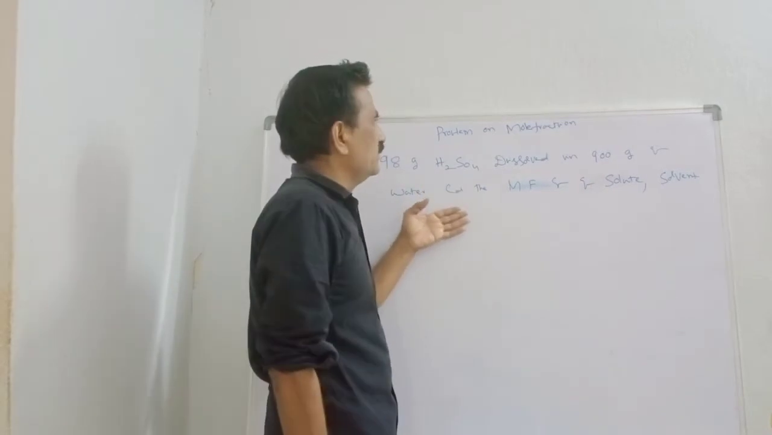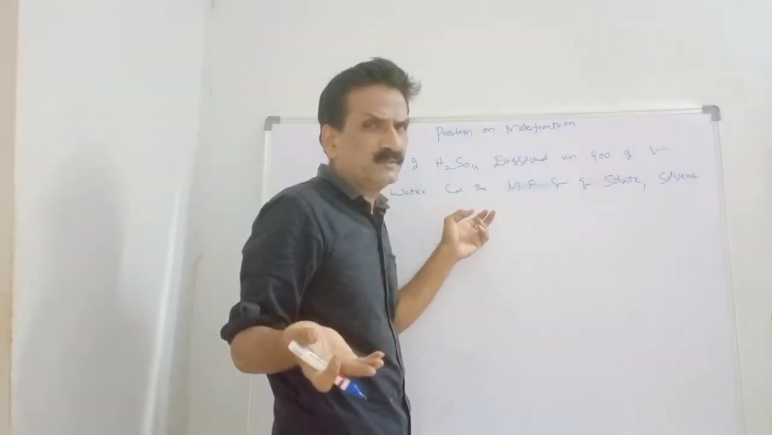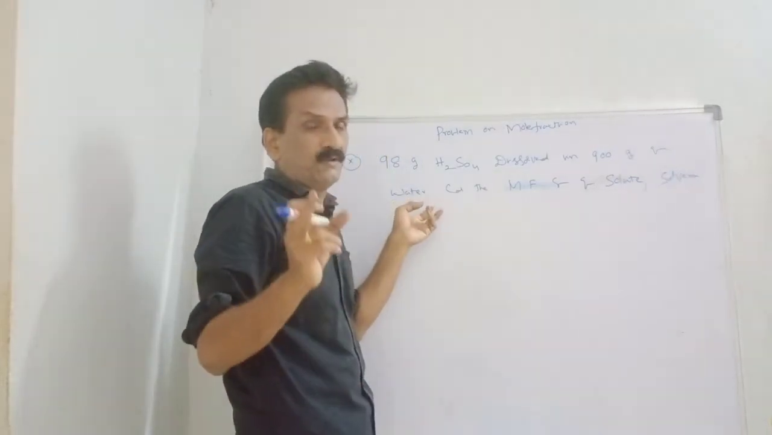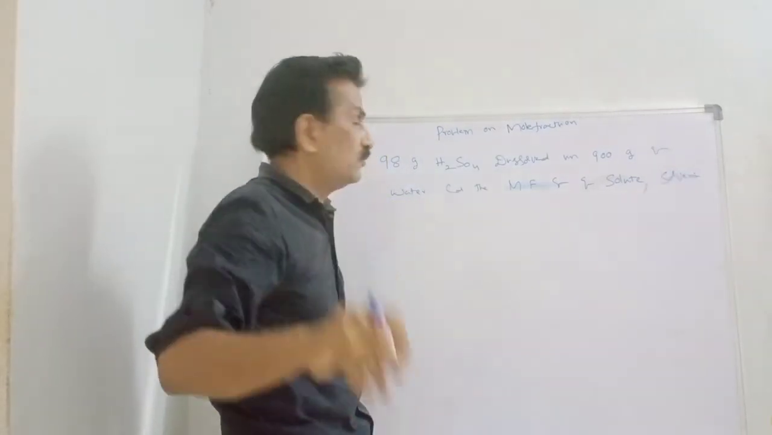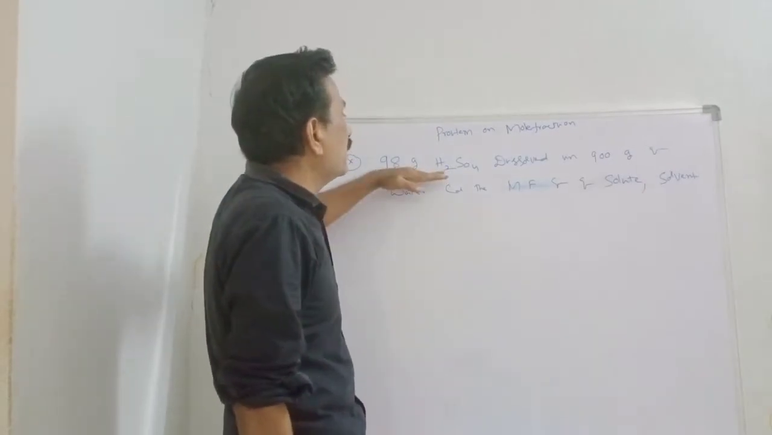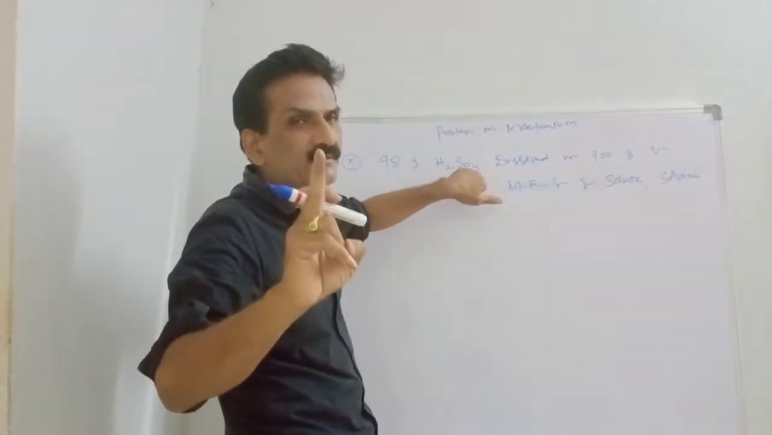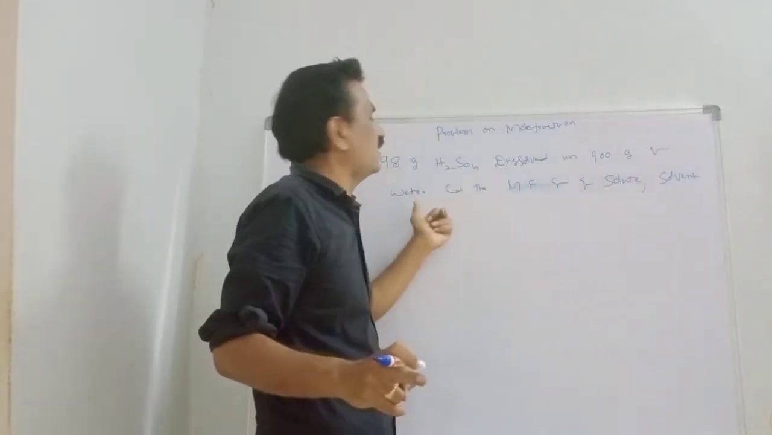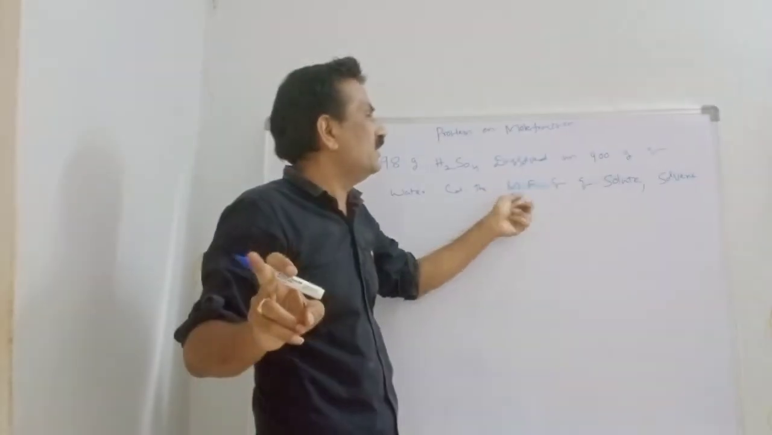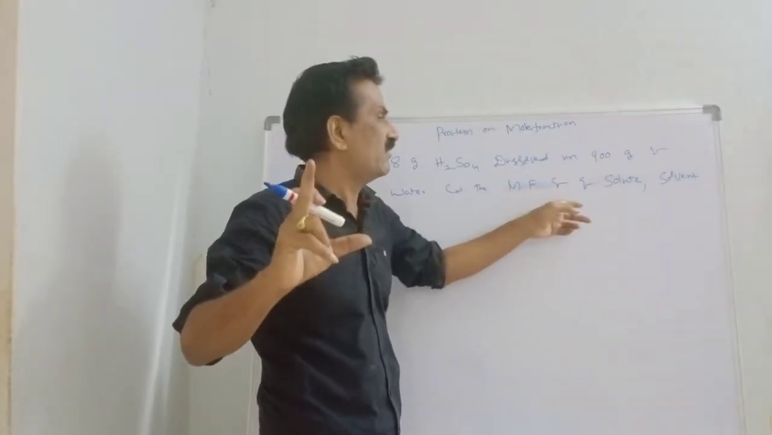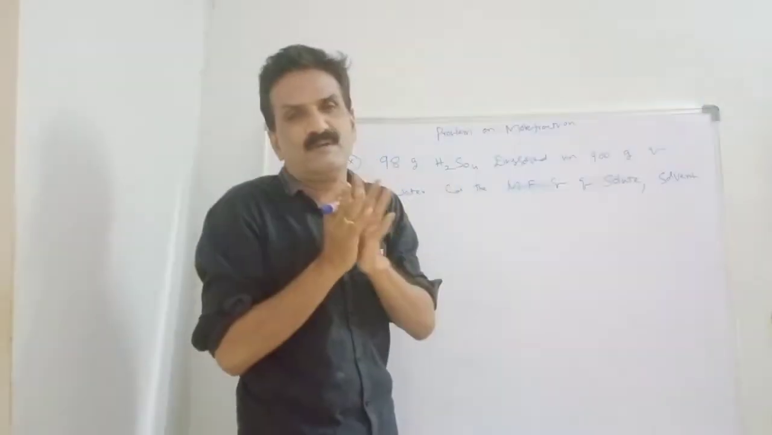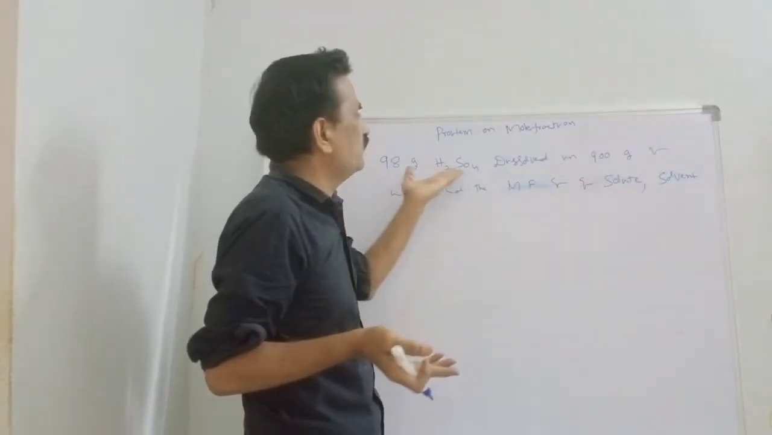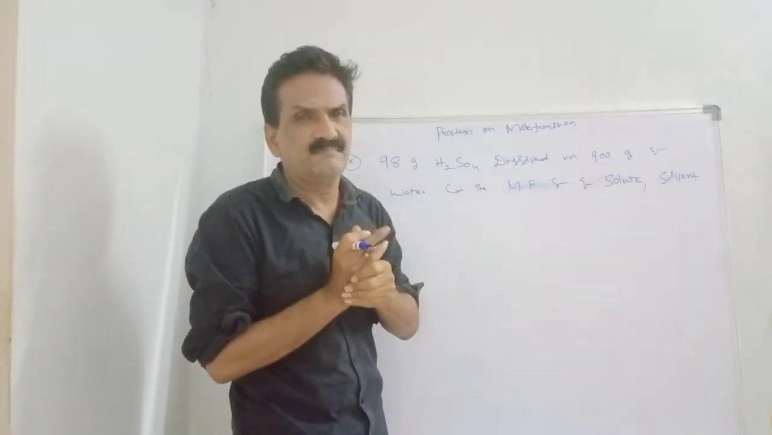We have discussed what is mole fraction, what is molarity. Now I am going to do a problem on mole fraction, most important for IPE question, 4 marks. 98 grams H2SO4, please note it, dissolved in 900 grams of water. Calculate the MF, means mole fraction, of the solute and solvent. Or calculate the mole fraction of sulfuric acid and water, he may ask.